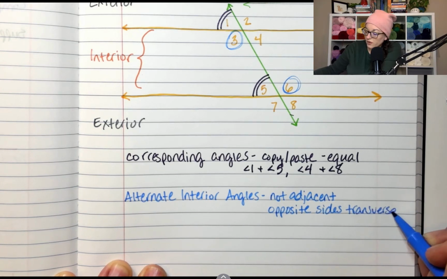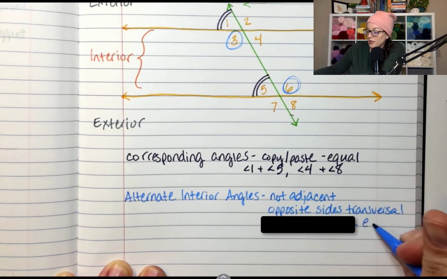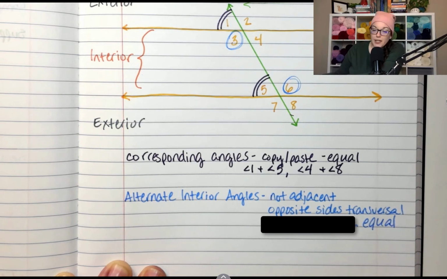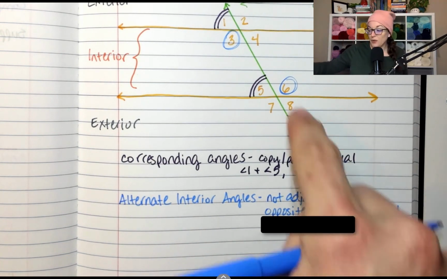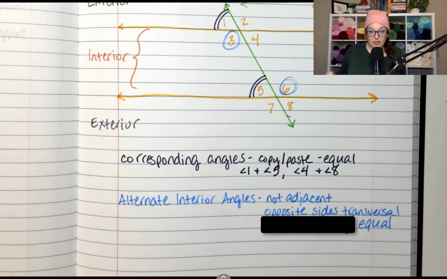Transversal. Equal. Sorry, I could just look at that and know that's not right. So, not supplementary. They're equal. So 6 is equal to 3, just like 5 is equal to 1. All right, next one.